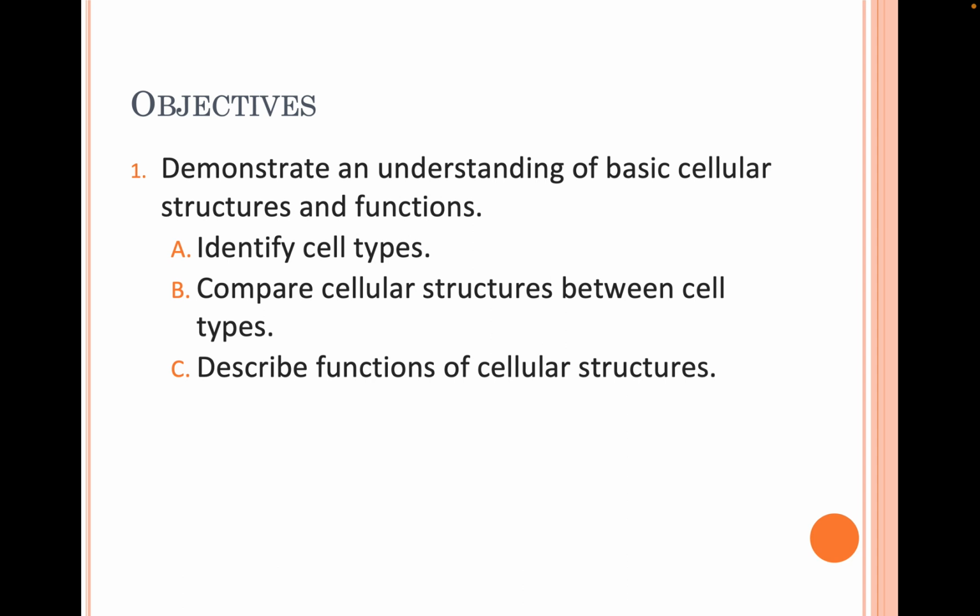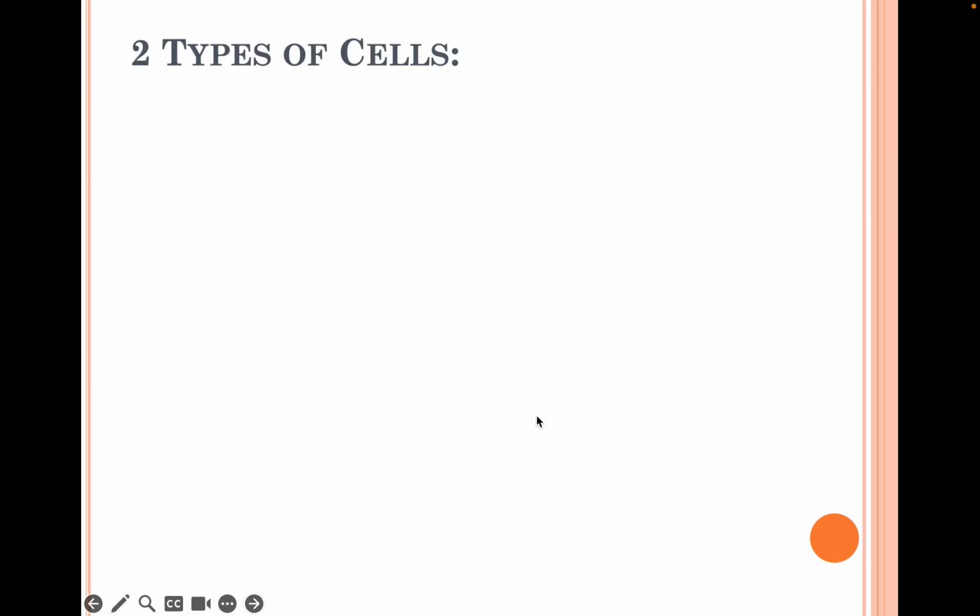We're going to talk today about identifying different cell types. By the time we're done with this lecture, you should be able to demonstrate an understanding of basic cellular structures and functions, identifying different cell types, and here I'm talking about prokaryotic versus eukaryotic cells and plant and animal cells. Compare cellular structures between cell types and describe the functions of those cellular structures.